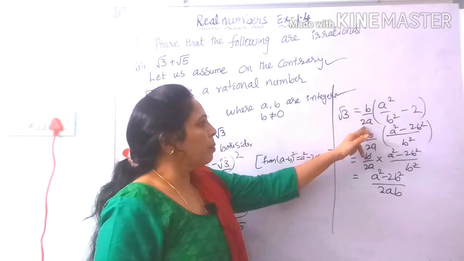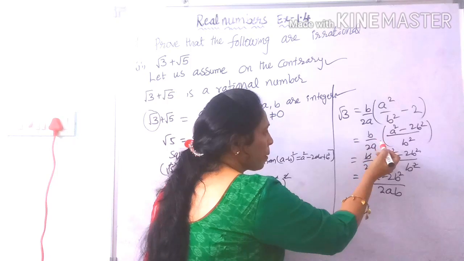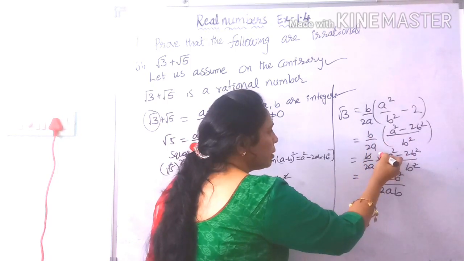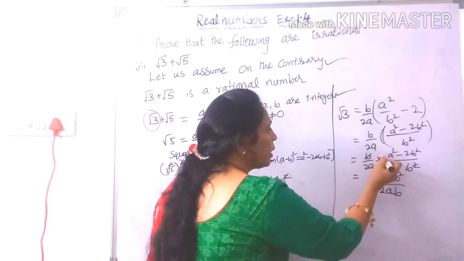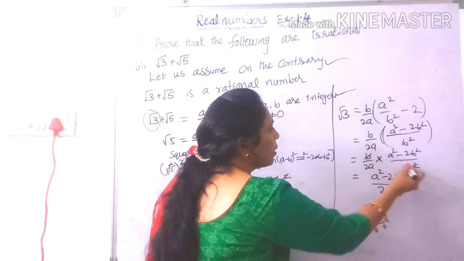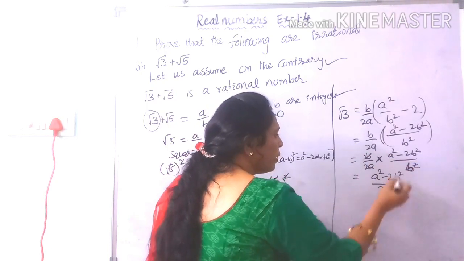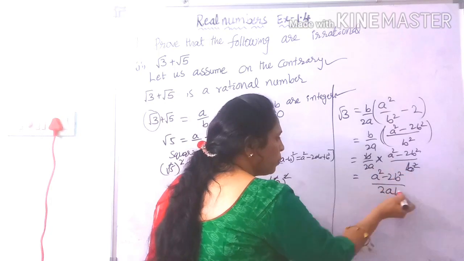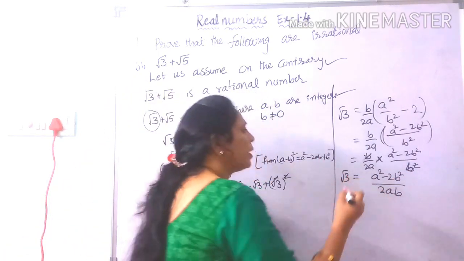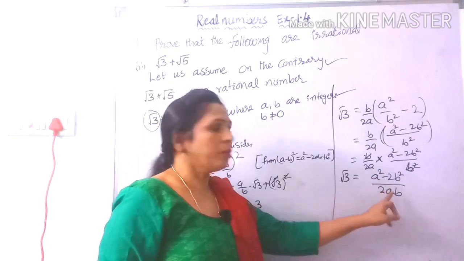Root 3 is equal to b by 2a. So I am separating this, removing these brackets and writing a multiplication symbol. b and one b is cancelled, the other b is there. So 2a into b, the 2ab term. This root 3 is equal to a square minus b square by 2 into ab, 2ab.